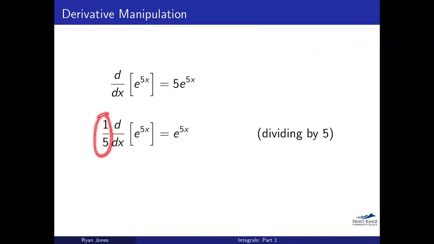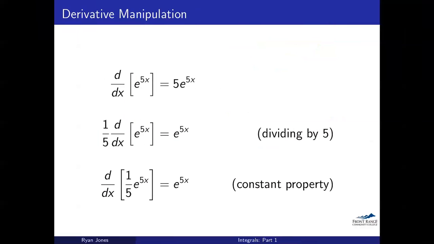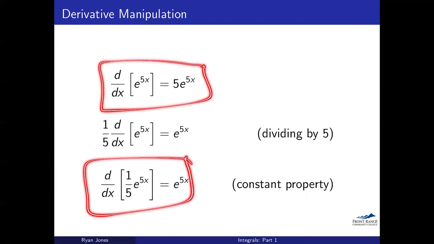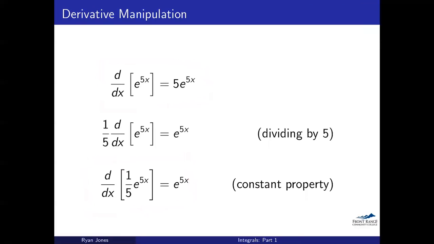So you see I get a 1/5 on this side. And then what I can do is take this 1/5 and bring it to the inside. And that's just using the constant property of derivatives. We've seen that before, so that should be pretty comfortable. We're used to seeing that as taking this and pulling it out of the derivative, but what I'm going to do is bring it in to the derivative. And so this is a true statement as well. Take a minute to let that soak in, where this right here and this right here, they're both true statements, and really they say the same thing. I've just divided this 5 over and brought it in.